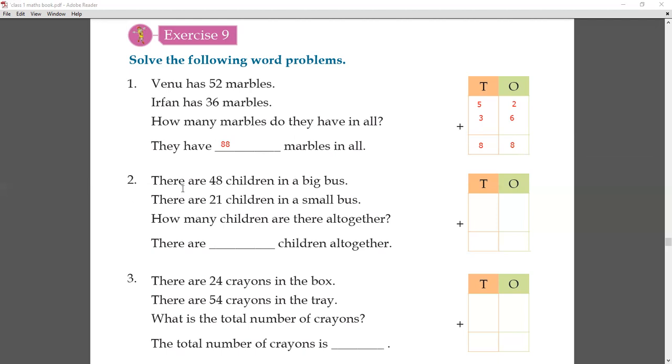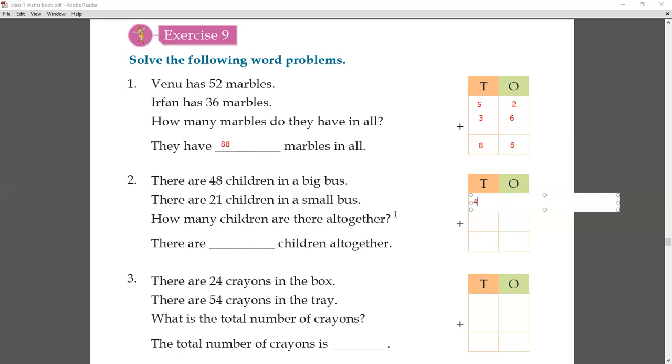Now next is, there are 48 children in a big bus. एक जो बड़ी बस है उसमें कितने children है? 48. There are 21 children in a small bus. और जो छोटी बस है उसमें कितने children है? 21. So how many children are there all together? It means again plus.